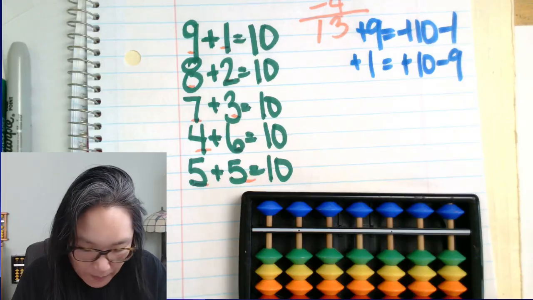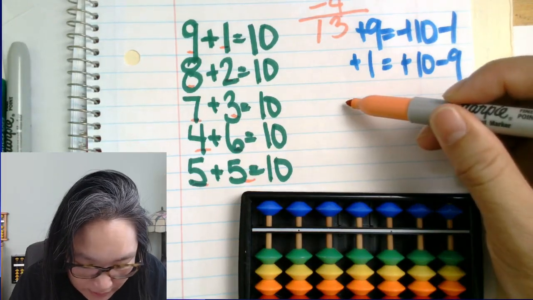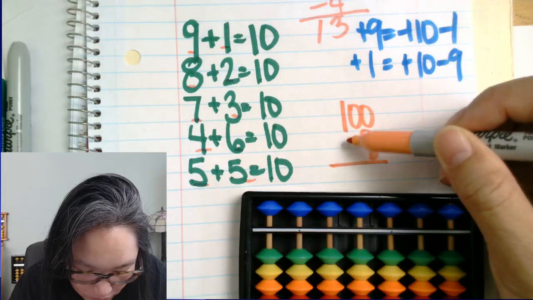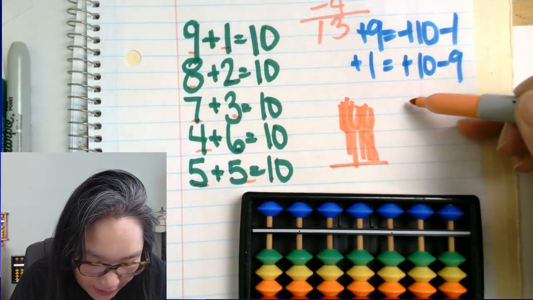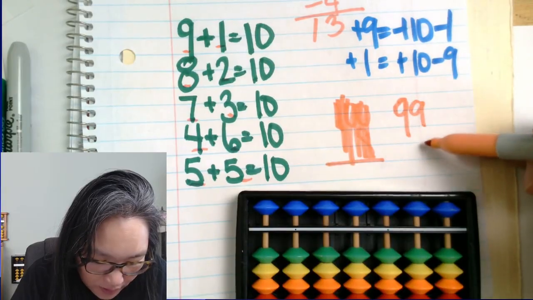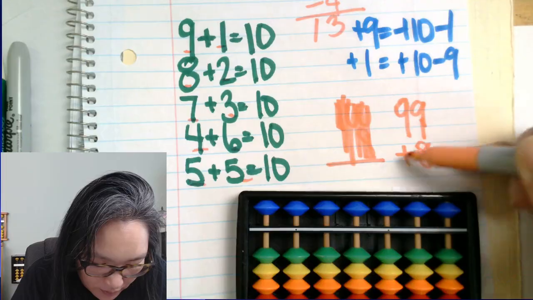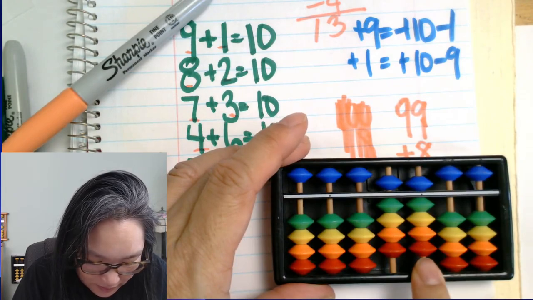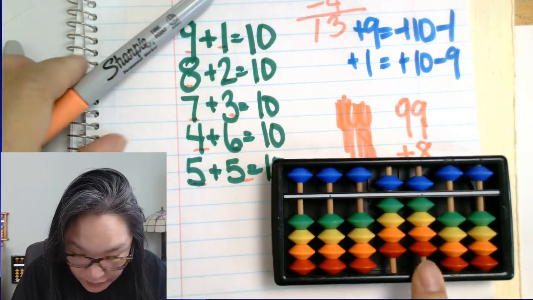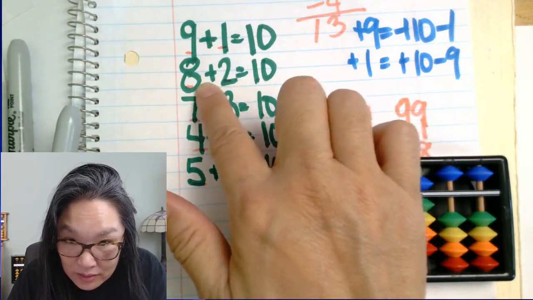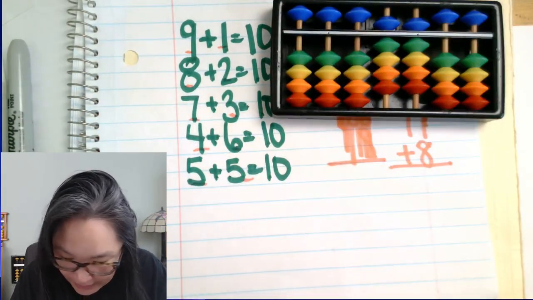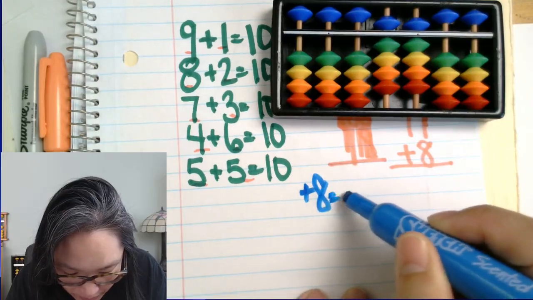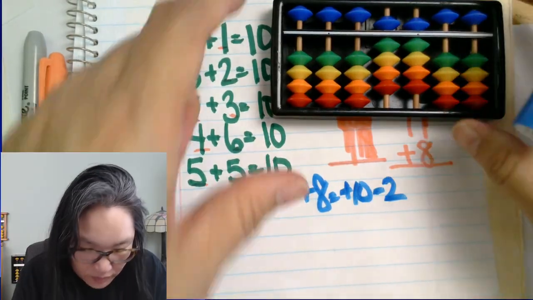Was 100 take away 8? You know what? We do 99 plus 8. Let's do 99 plus 8. So I add 99. I want to add the 8. There's not enough to add the 8. What do I do? I need to plus the 10 minus the 2. So that's how I add the 8. So if I want to add the 8, I want to plus the 10 minus the 2.